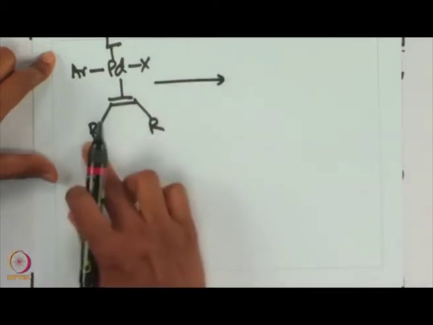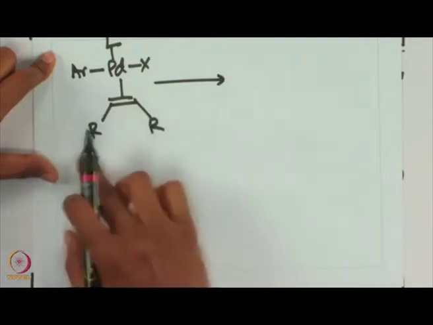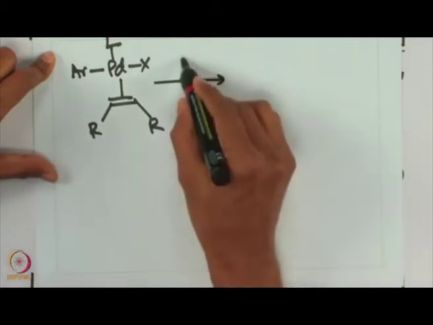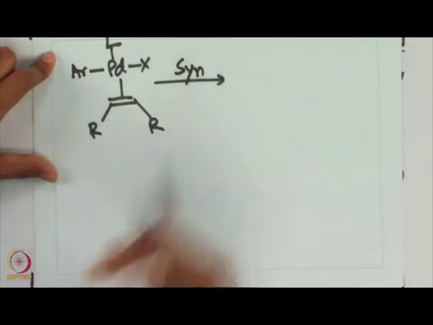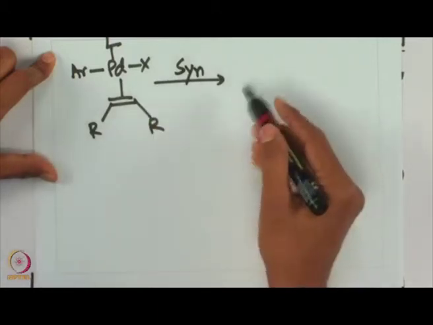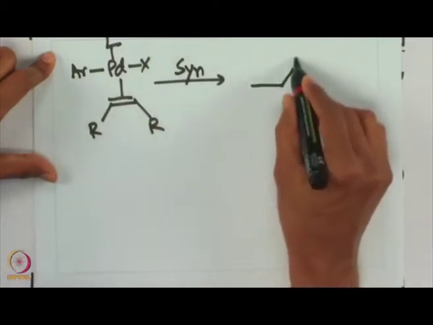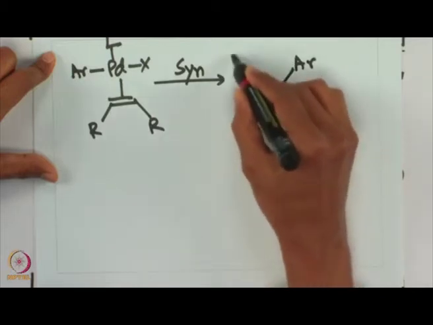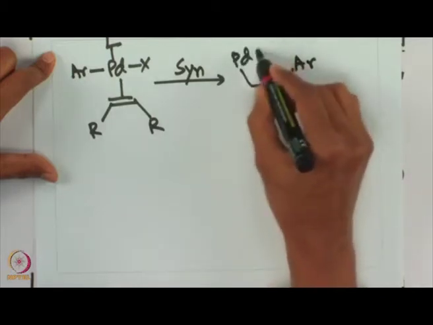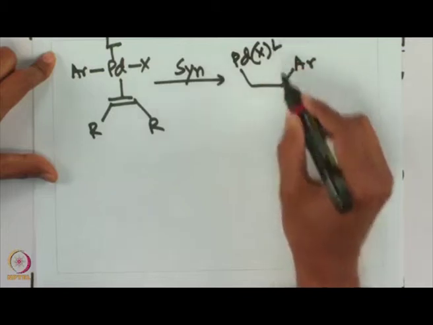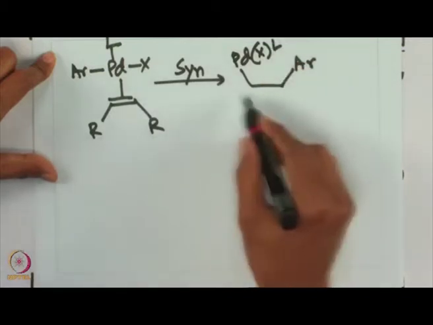What we have not done is we have not taken two different R, we are taking the same R. So, what we know about this addition is it is going to be a syn addition. So, let us draw the syn addition product. Of course, aryl and palladium X and L always going to be attached with it.